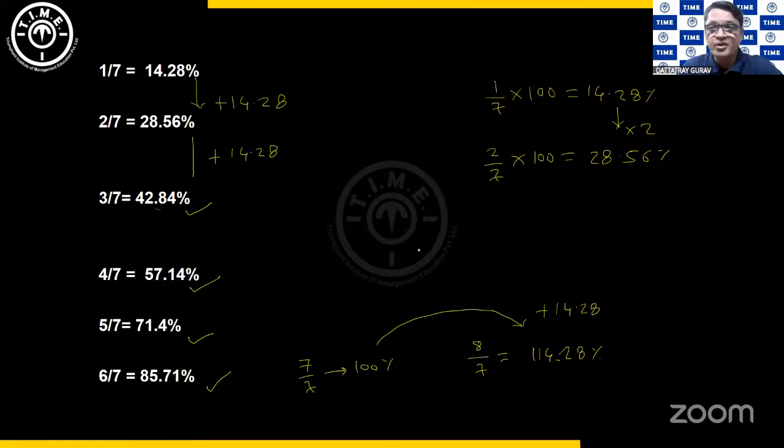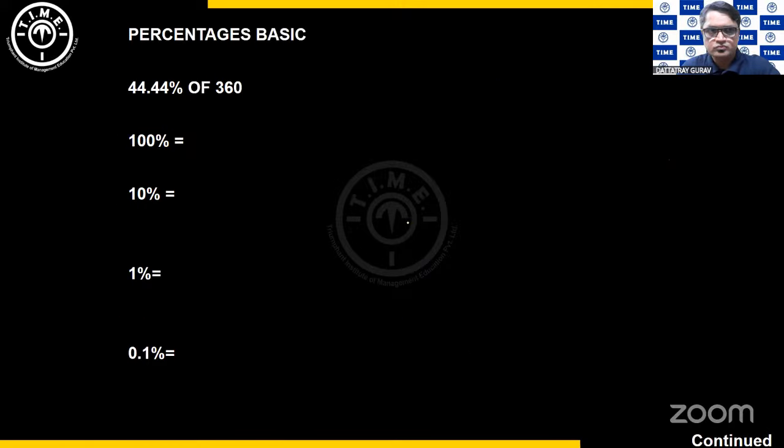So let's go for the application of these formulas now. So this is my first question: 44.44% of 360. Now understand what the school method will be here. If I don't use any shortcuts, it will be something like this: 44.44 divided by 100 into 360. This is my method number 1. This is the school method.